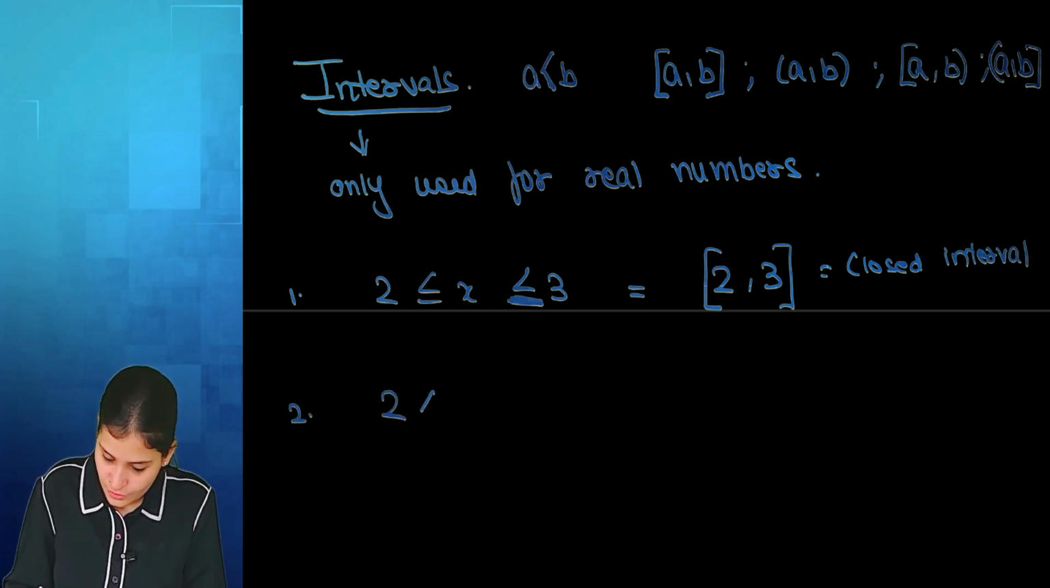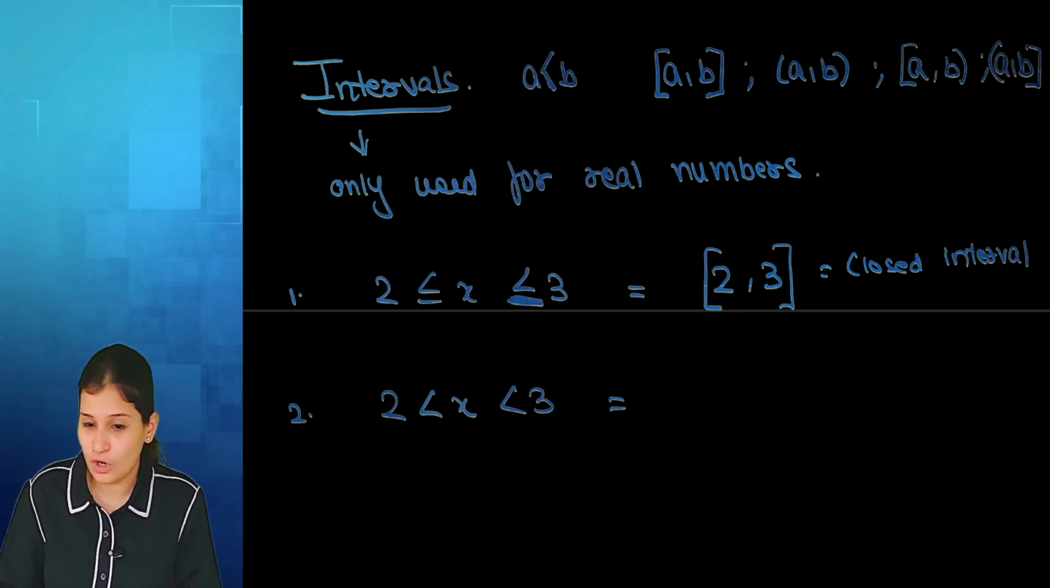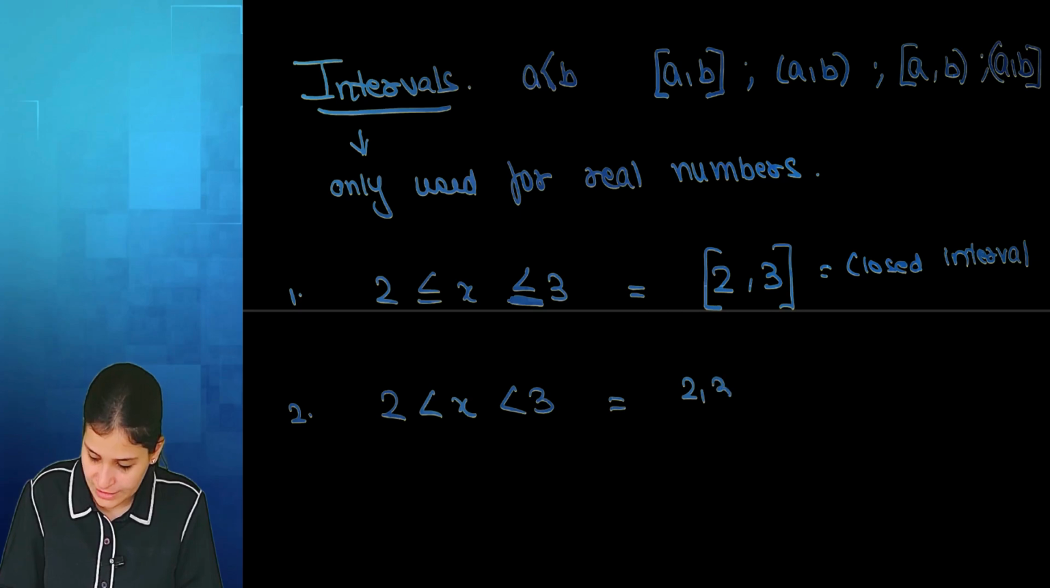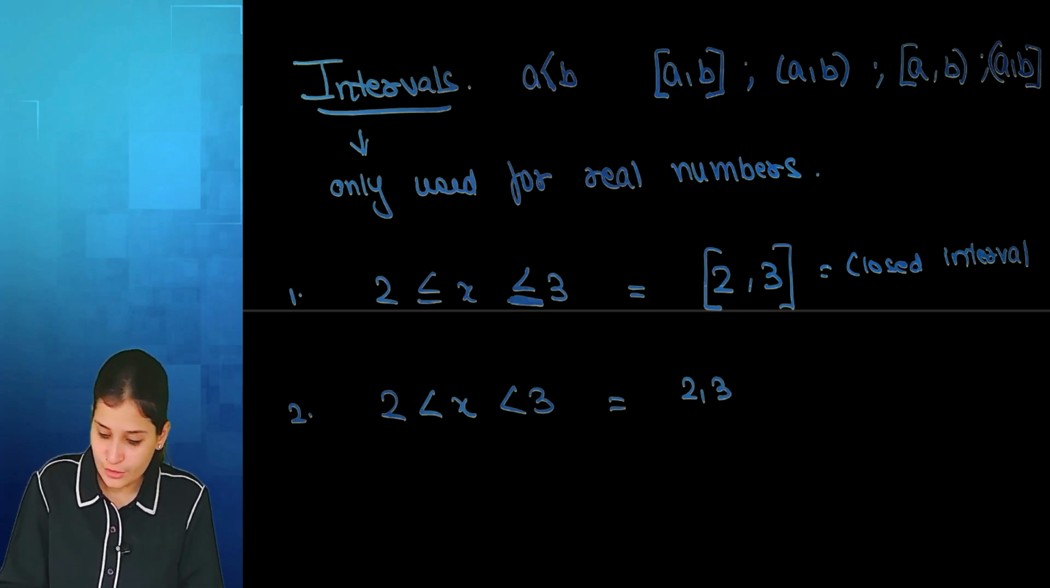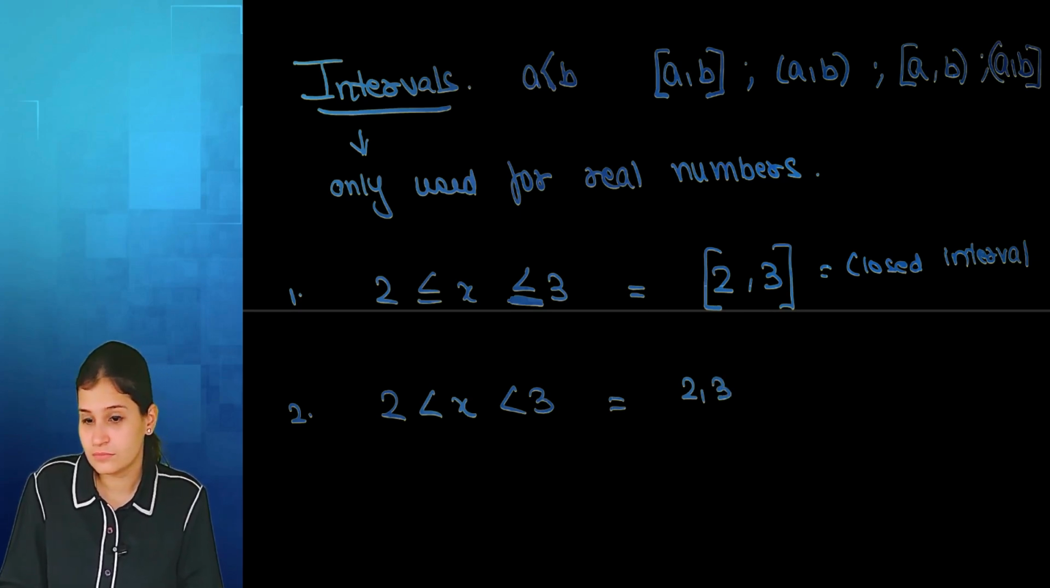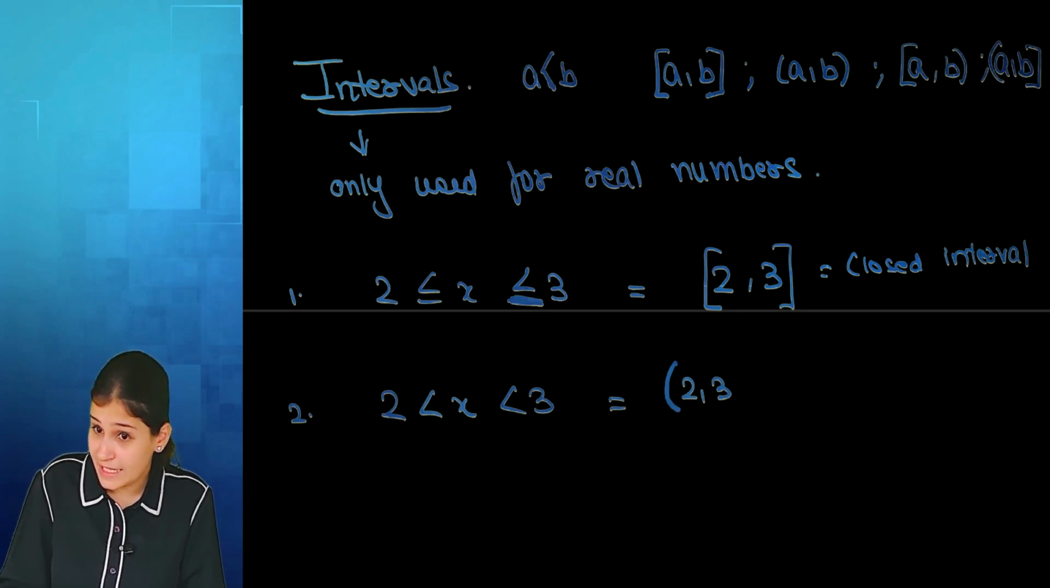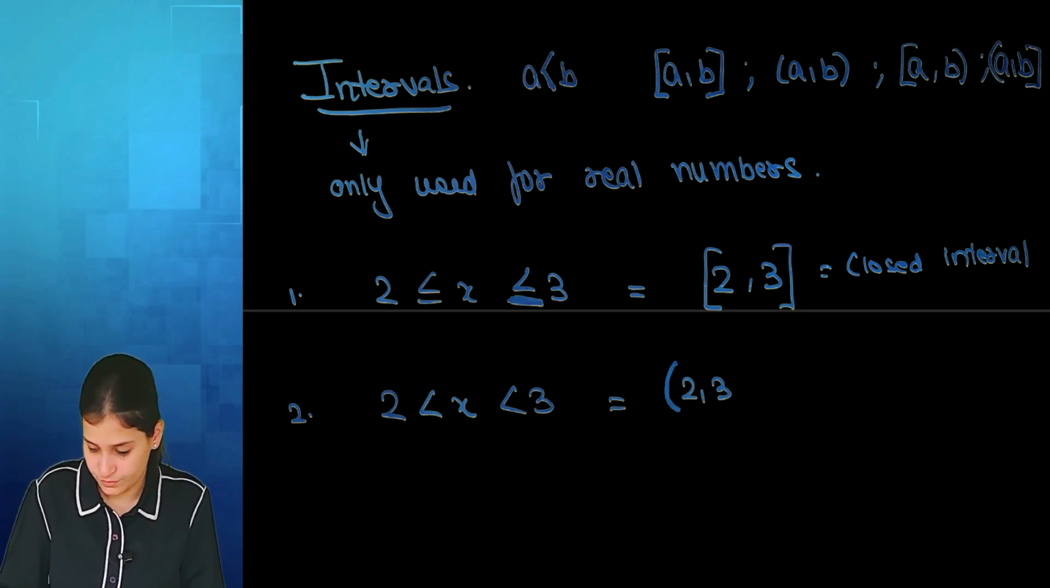If I write 2 smaller than x smaller than 3, again I want to take all the elements from 2 till 3. Do I want to take 2? No, ma'am. So round bracket. Do I want to take 3? Is there an equality in 3? No, ma'am. Round.